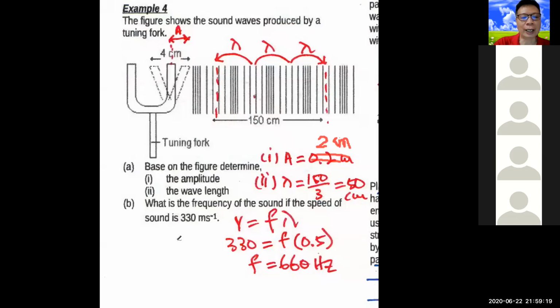Then last, what is the frequency of the sound when the speed of the sound is 330? Use this formula, v equals f lambda. v is 330, given the speed. Lambda is given 0.5, changed to meter. You know why I changed it? Because the speed here is in meter per second, so here must be meter. 50 cm changed to meter is 0.5. So finally you get 660 hertz frequency. Okay, 660 hertz.